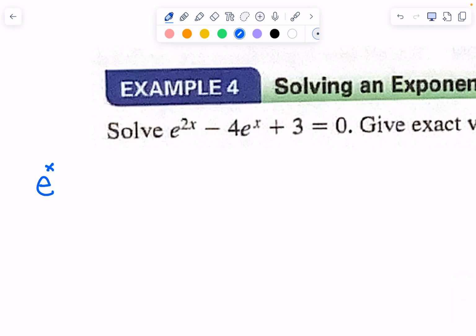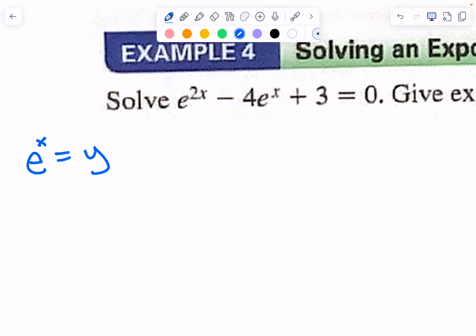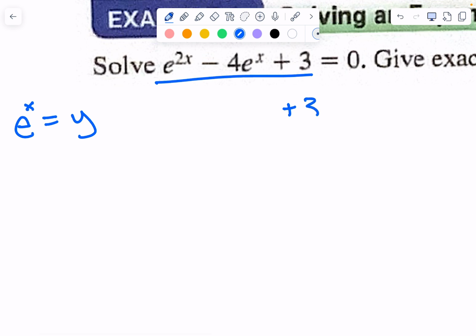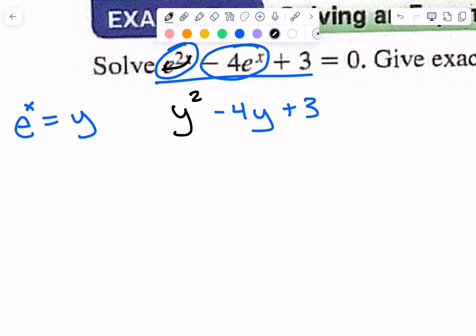E to the x is going to be, let's call it y. Let's replace it with y. I'm going to take all the e to the x's in here and replace them with y. So this plus 3 is just chilling. What does this become? Negative 4y. What about this, where it's e to the 2x? The e to the x is going to cancel out and be y. That will become y squared.